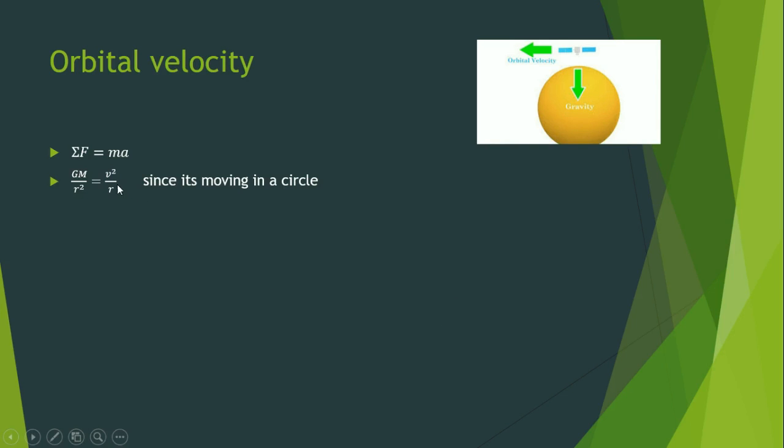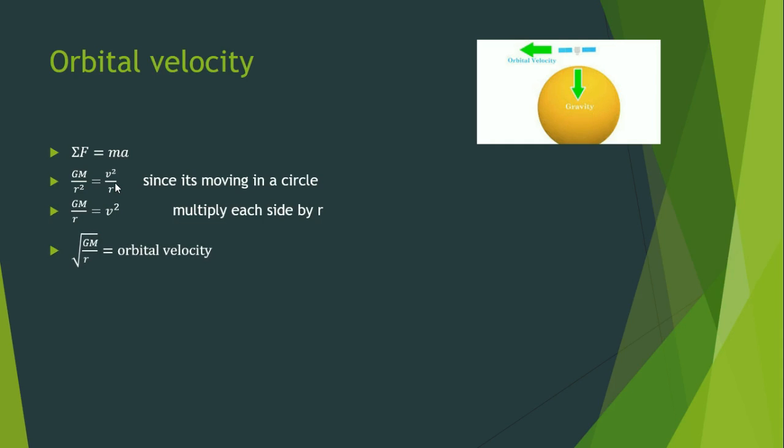So if we want to get the v isolated, we move r to the other side, multiply each side by r, so one of the r's cancels, and then we take a square root. So we get this formula: square root of GM over r. So this is orbital velocity.